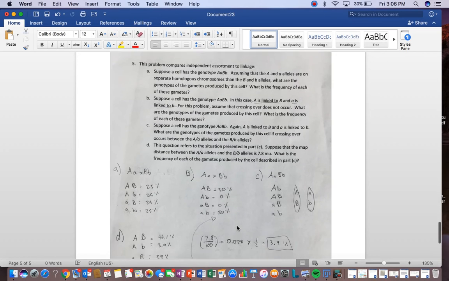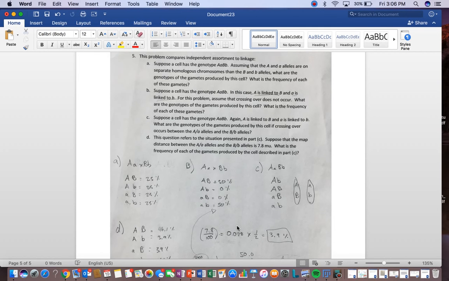Okay, and then on to question 5. For part A, it says, suppose the cell has the genotype A, little a, B, little b, assuming that the A and B alleles are on separate homologous chromosomes, meaning that they're not linked. Then what are the genotypes of the gametes produced by this cell? What is the frequency of each of these gametes?